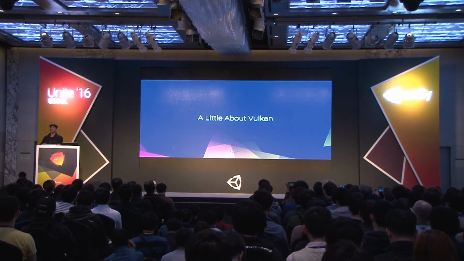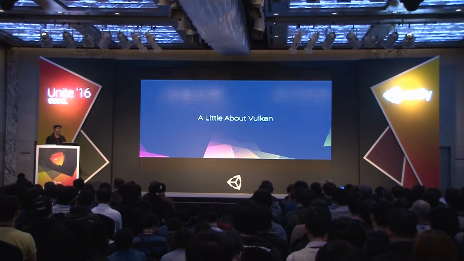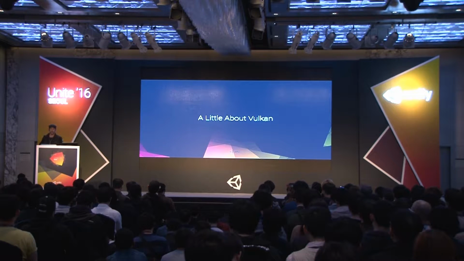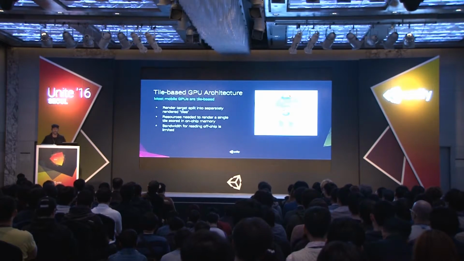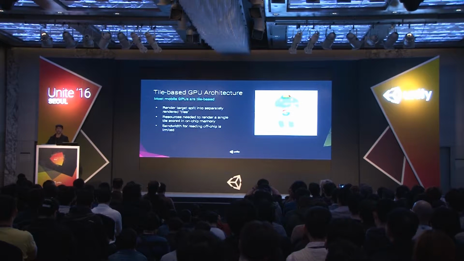So let's talk a little bit about Vulkan. Now, Vulkan is not just interesting because it drives lower CPU overhead. It also has some features designed directly for mobile devices. Now, most mobile GPUs are tile-based renderers, while desktop GPUs are immediate renderers.